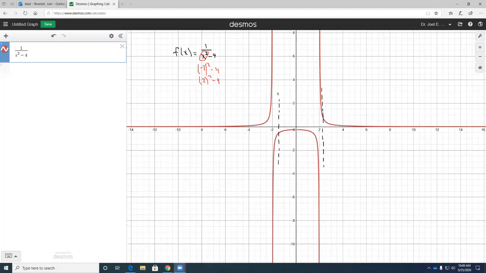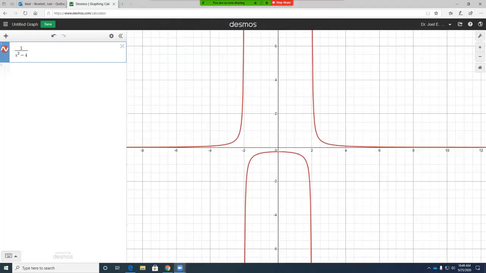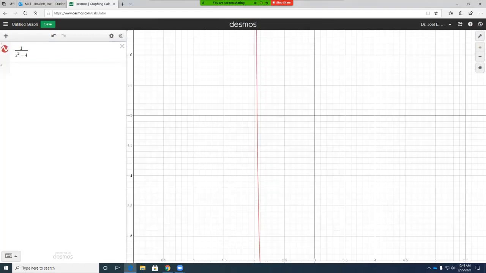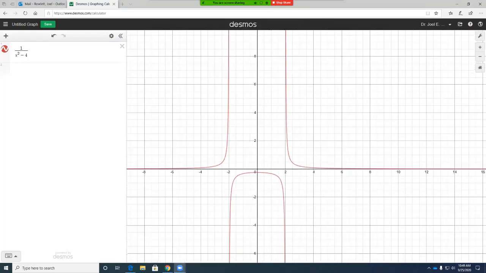Let me delete my drawing there. But as I zoom in closer and closer, notice that the graph does not touch that line. It gets closer and closer. And in case you've lost it, let me just trace it here. This is the line here where x is 2. And again, notice I can continue to zoom and zoom. It will never touch that vertical asymptote. And let me zoom back out.